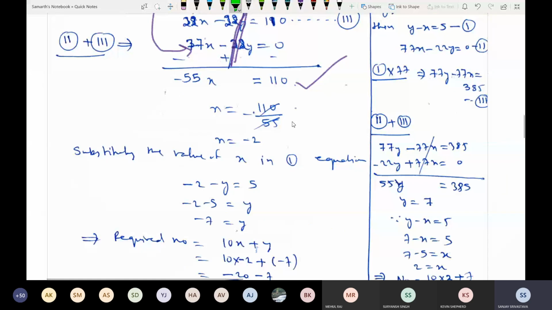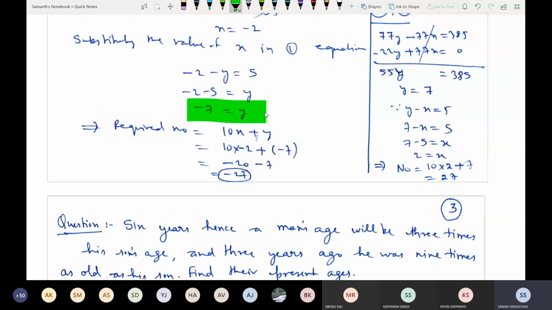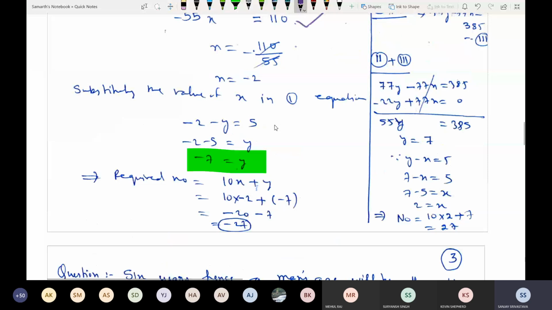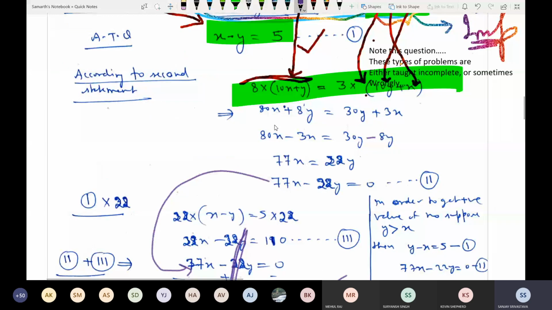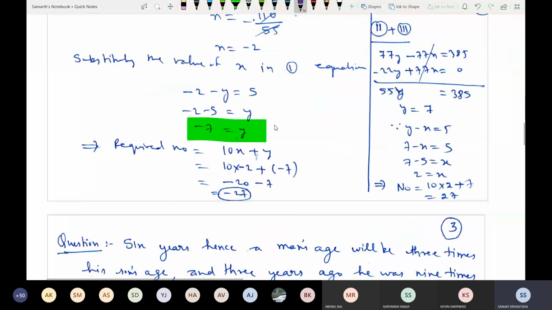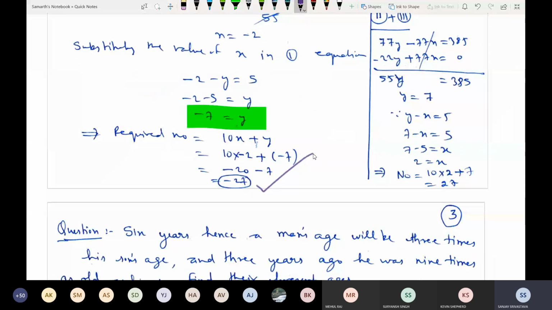But you have to find the required number. Actually, it should be that you have to find the numbers. The question should say find the numbers, but they have written it incomplete, only find the number. So according to me, if I have taken x greater than y, then the required number is 10x plus y, that is 10 into minus 2 plus minus 7. So the number will be minus 27. Because it is mentioned the difference of whose digits is 5, when I have taken x greater than y, I am getting the required number as minus 27.